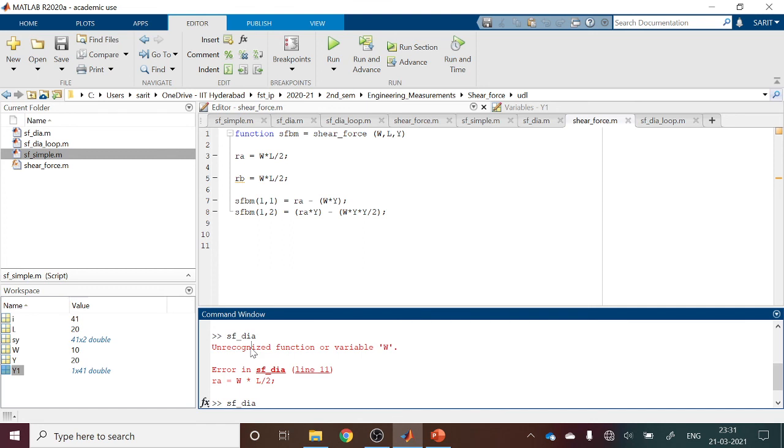So in the next class, that is experiment number 10, the last experiment of MATLAB, we'll be discussing the deflection of a beam. That means once a load is applied on a beam, how much deflection will take place in the beam. That we'll try to do and execute in MATLAB. Thank you.